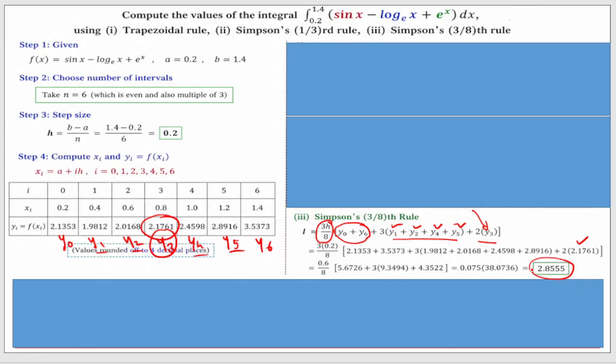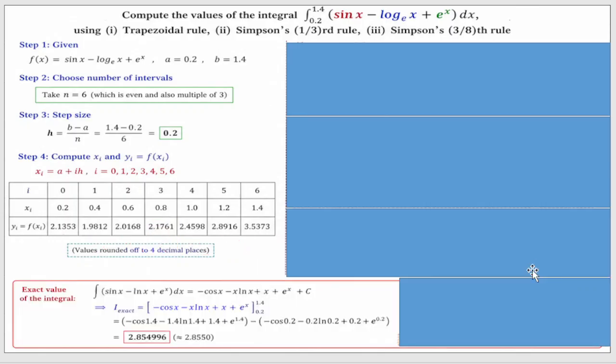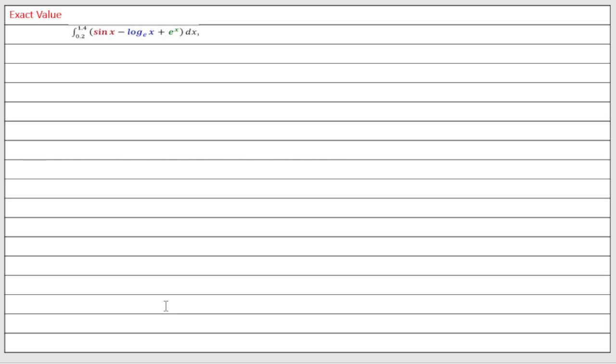We will try to find the exact solution, and then we will compare which method is better, which method gives you a better answer. So this is the exact value of the integral. Let us solve it.